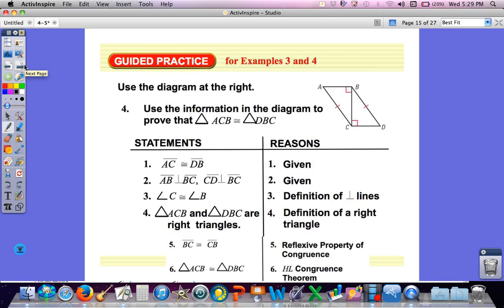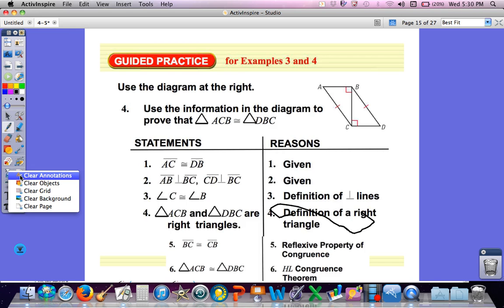And we can go through that. B and C are congruent by the definition of perpendicular lines. You could actually say angle C and angle B are both right angles. That's what I would say, by the definition of a right triangle. Oh, I don't know why that's drawing. I wasn't even on the board. And we have the hypotenuse leg congruence theorem.